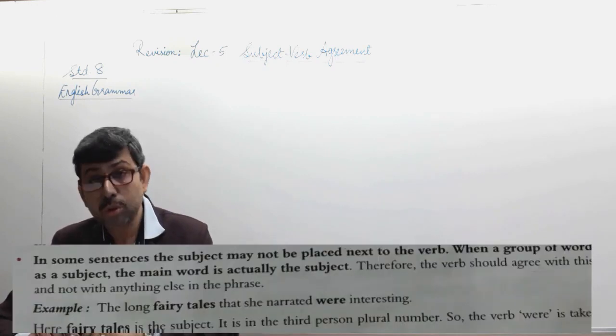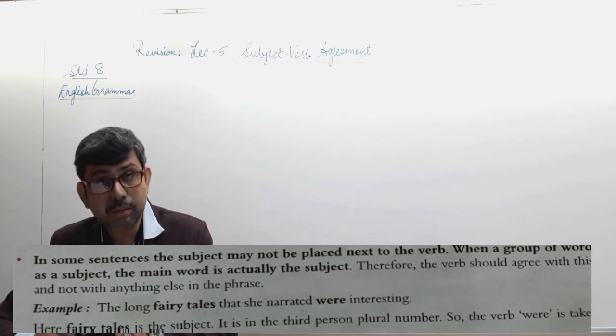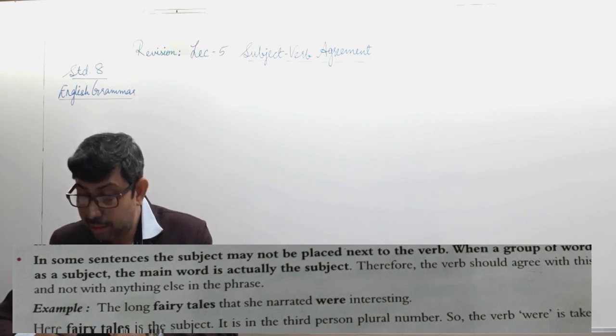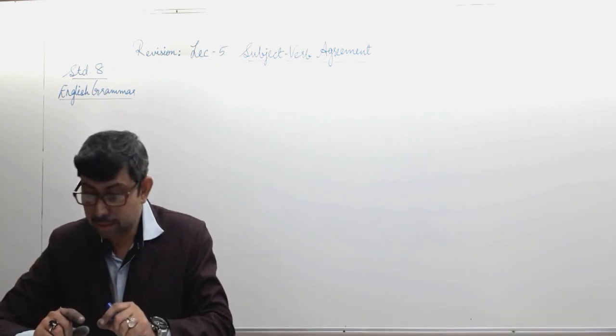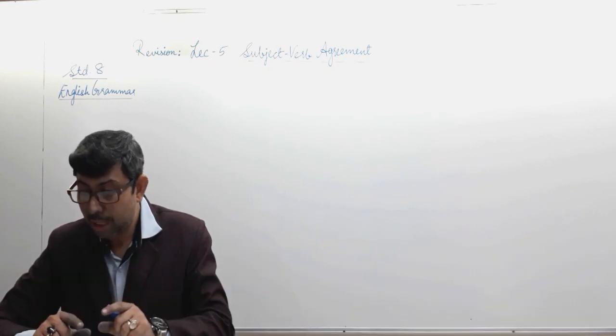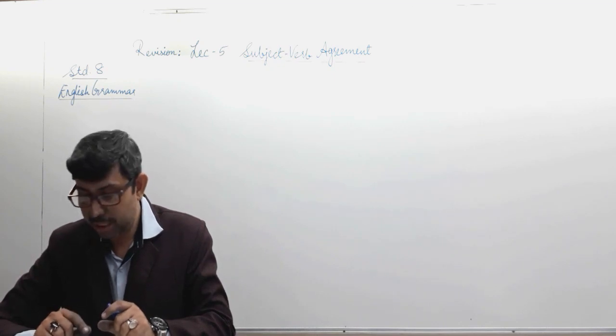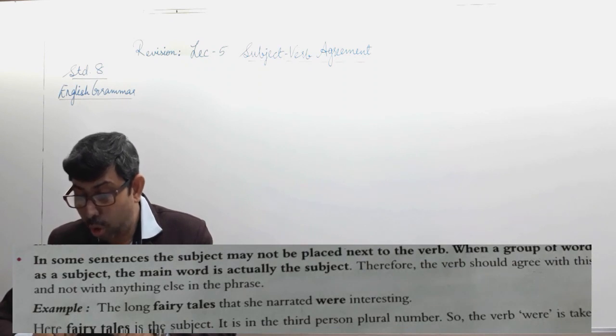But as you find in this following sentence, "The long fairy tales that she narrated were interesting." In this example, you will find that the whole set of words, the long fairy tales, is the subject and not just one word. So what happens over here? Therefore, the main verb should agree with this word and not with anything else in the phrase or in the sentence.